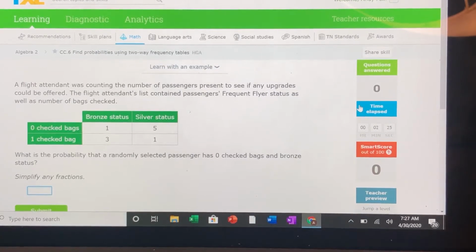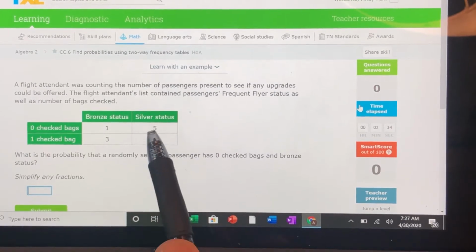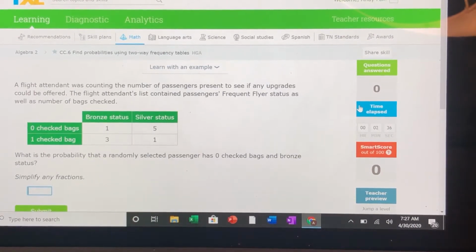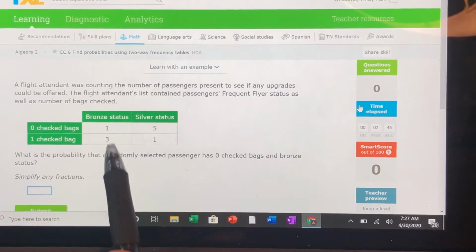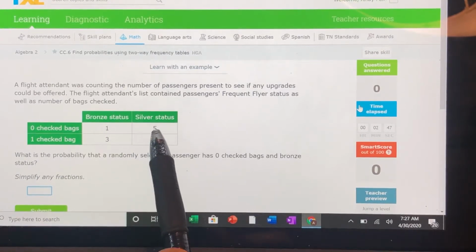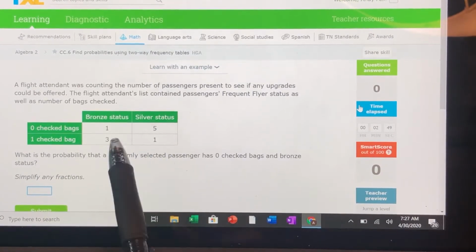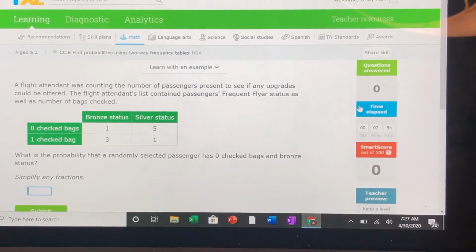All right, just like always, we want to try to figure out the denominator, and that's going to be the total number of possible outcomes. And a frequency table actually makes this pretty easy to do because all you have to do is count up all the numbers and add them up, and that is the sample space. So what we have here is the number of people with 0 checked bags and 1 checked bag, bronze status, and silver status. If you add up all of the possible outcomes, 1, 3, 5, and 1, you get 10. So there's 10 possible things that can happen, so 10 goes in the denominator.